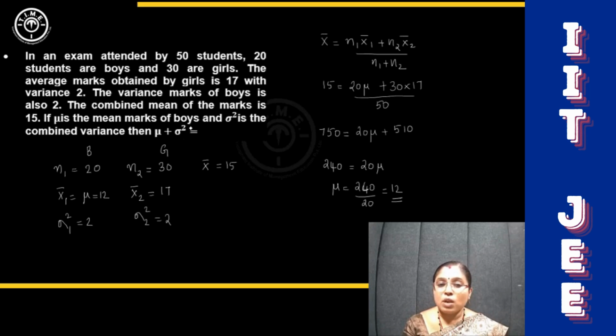Now we have to find out sigma square, that is the combined variance. Let's work it out in the next slide. We are given that sigma square is equal to n1 sigma 1 square plus n2 sigma 2 square plus n1 d1 square plus n2 d2 square whole divided by n1 plus n2.